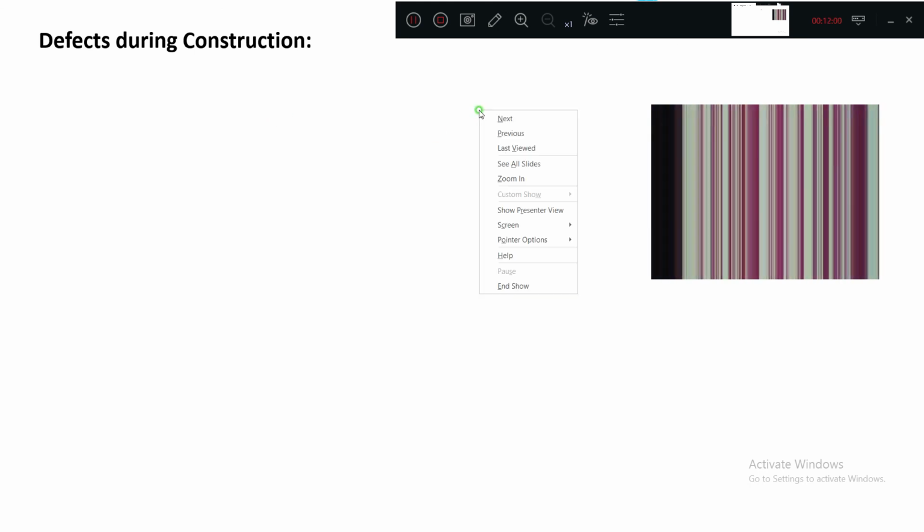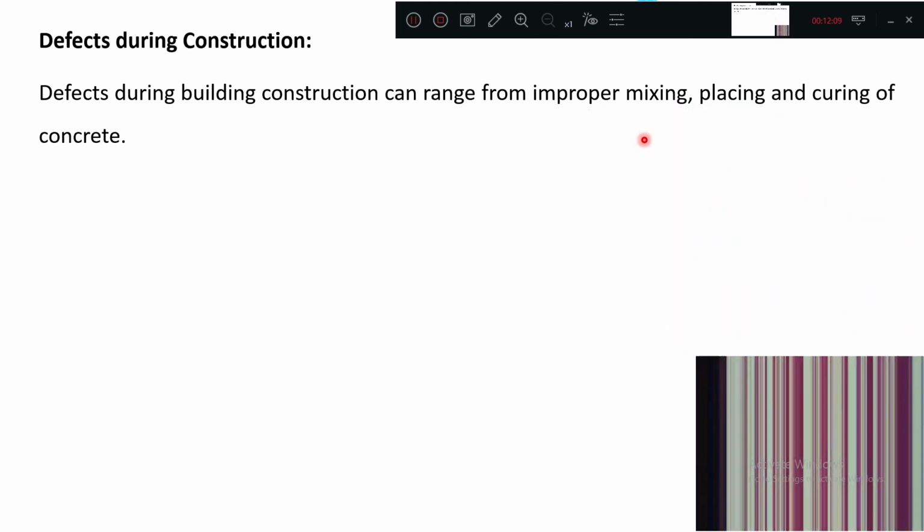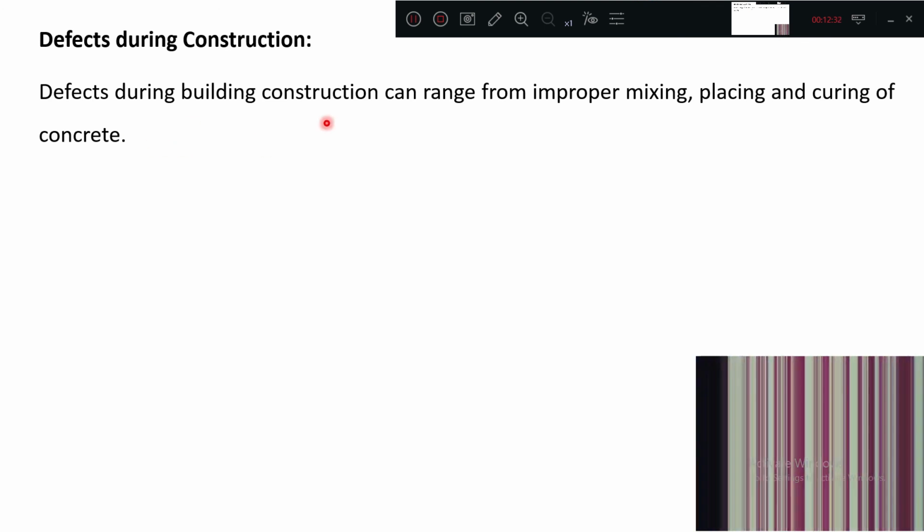Defects during construction. What are the defects during building construction? They can range from concrete mixing, where improper mixing will lead to defects. Placing of concrete means pouring from a large height, and all those things can lead to defects. Curing of concrete should be done for at least 14 to 21 days for the respective elements. If curing is not done, the heat of hydration will be more, and it will draw water from inside the concrete, so cracks will start coming on the surface.